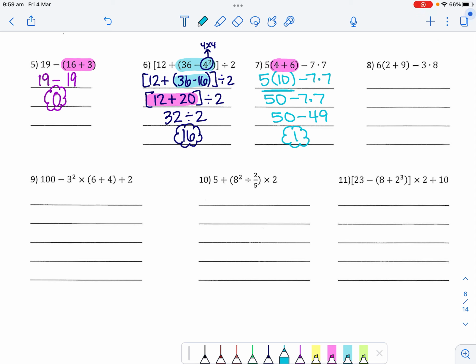Number 8 is very similar to number 7. So I'm going to start with these parentheses right here. So 6 times 11 minus 3 times 8. I'm going to multiply here first. So 66 minus 3 times 8. 66 minus 24. And 66 minus 24 is 42.